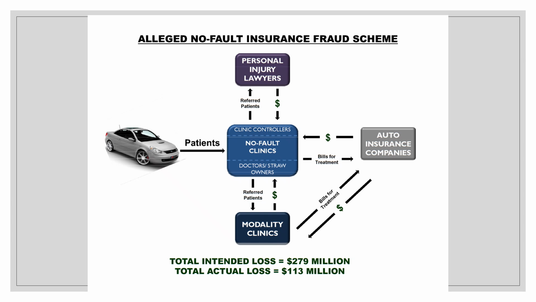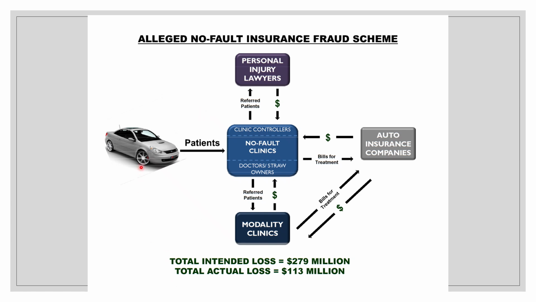Here we have an example of a summary chart that basically shows an overview of the scheme. This is a case involving insurance fraud, and as you can see, there are different actors, such as patients and clinics. Interestingly enough, within those clinics, you have the people that control the clinic, and then the doctors and the straw owners who are making money off of the scheme. And again, the insurance companies who are being billed for treatment and are making payments. Of course, you have injury lawyers as well.